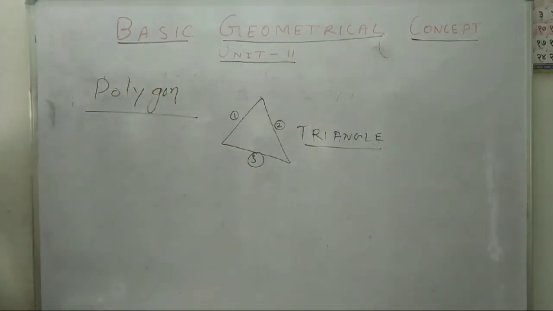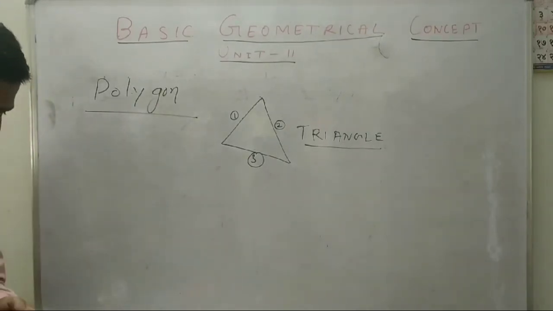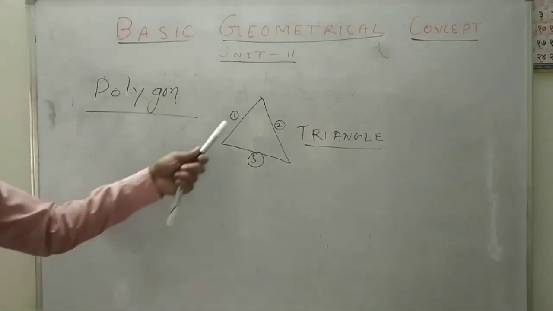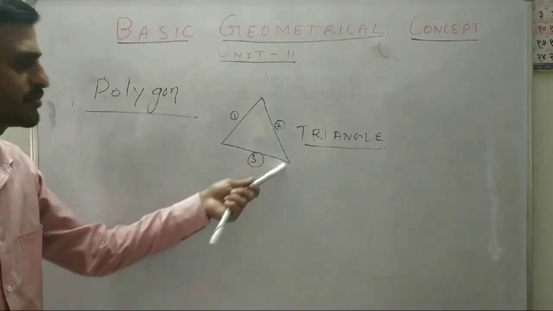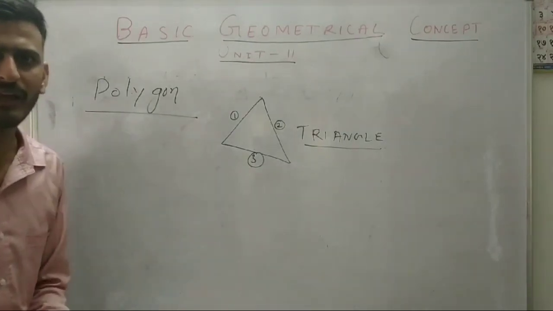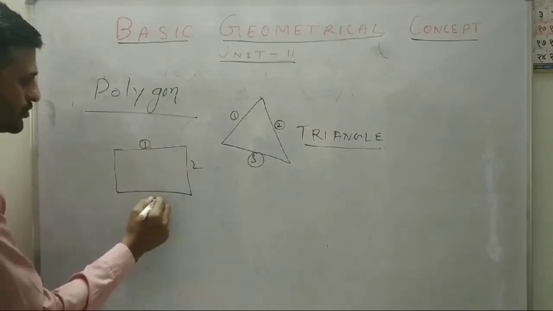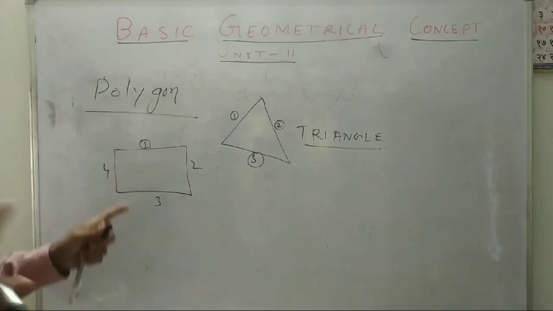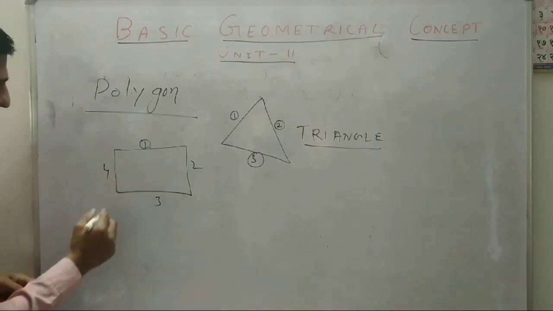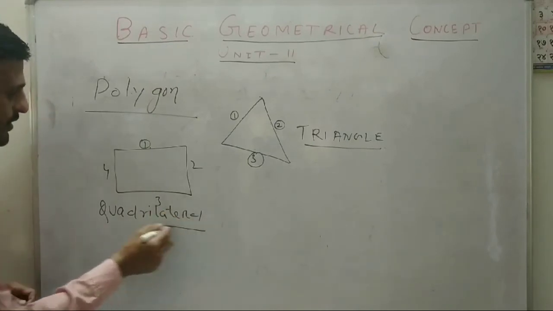The definition of polygon is given in our book, page number 135. A simple closed figure having three or more line segments is called a polygon. At least three line segments are required to make a polygon. So a three-line-segment polygon is our triangle. Like this, we have a four-line-segment polygon. Always remember: 1, 2, 3, 4. A four-line-segment polygon is not a rectangle, it is a quadrilateral. A four-sided polygon is a quadrilateral.